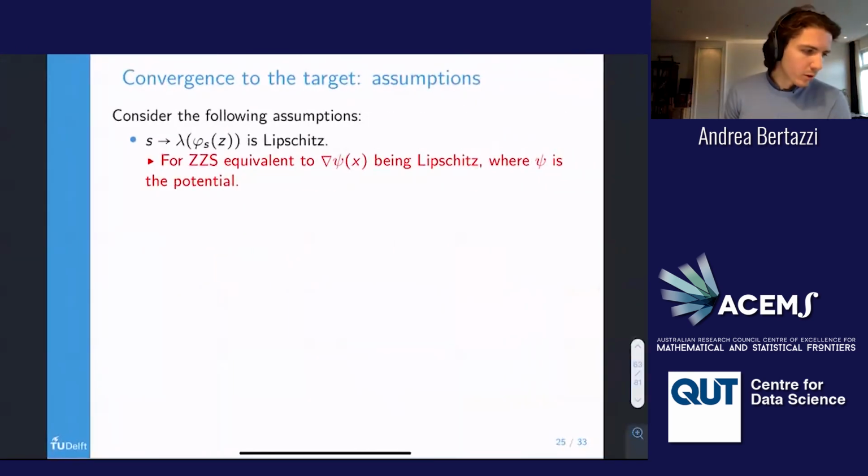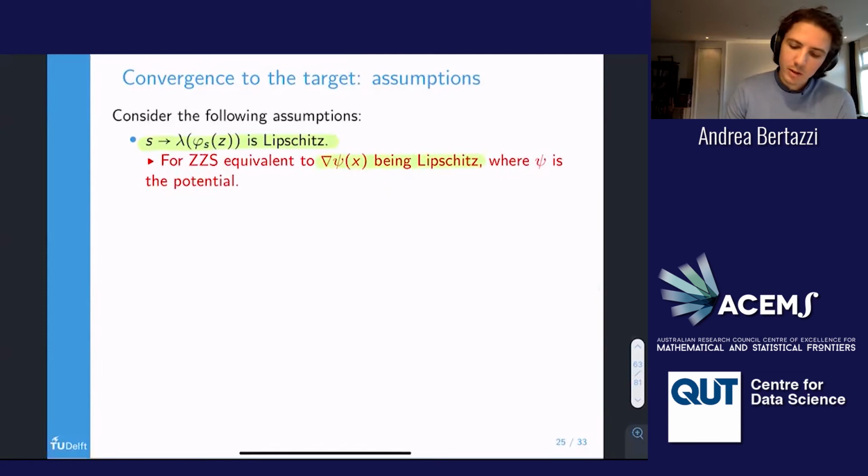Okay, and then the second thing we wanted to show is convergence to the target distribution. And again, here we have a list of assumptions, but again, let's go quick through them. The first one is that we need this function to be Lipschitz. And for zigzag, this is equivalent to the gradient of the potential being Lipschitz.